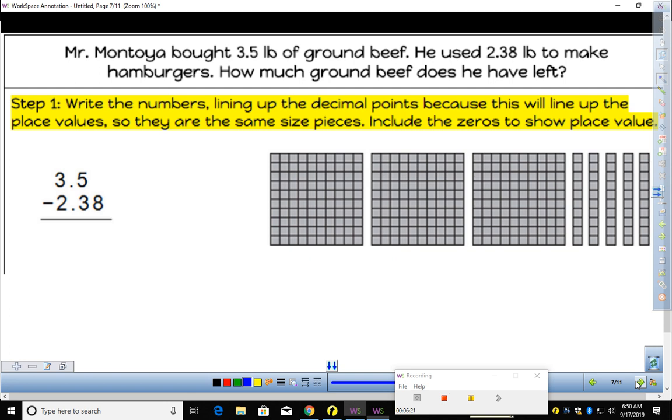As far as subtracting goes, there's also 3 steps. Take a moment right now, pause the screen, highlight all 3 at once, and then you can put your highlighter away. Again, just like adding, step 1 says we need to write the numbers, lining up the decimal points. We also need to include zeros to show place value. This is more important with subtraction, right? 3 and 5/10 minus 2 and 38/100ths. I need that 0 there.